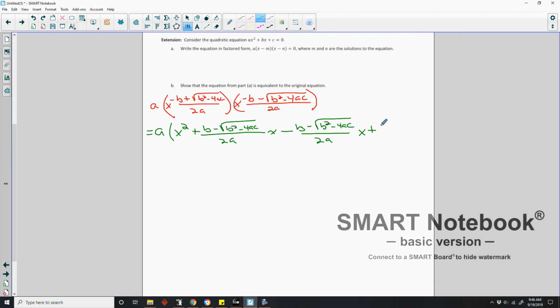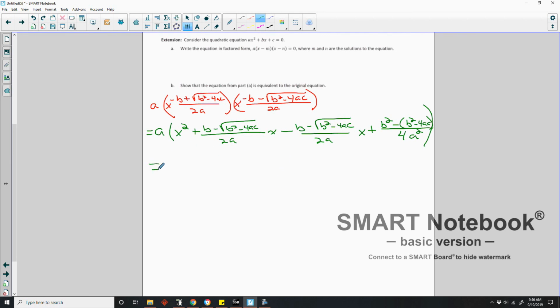b times b, which is b squared. And the square root of b squared minus 4ac plus and minus there, so that's going to be minus. And when you multiply a radical times a radical, you get the radicand. So it's just going to be b squared minus 4ac. Okay, that is this piece minus this times this piece. All over 2 times 2, a times a. Okay, close the parentheses. So it's all of this times a.